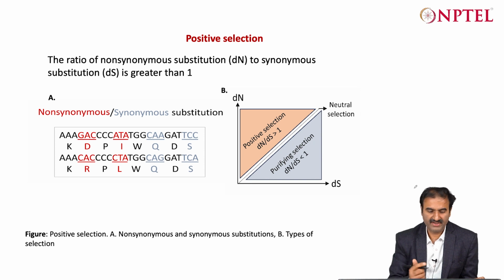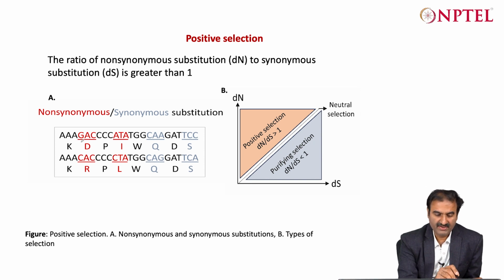Okay, so you can see here that at the DNA level, basically this was one change, G to C. Okay, that changed the amino acid from D to R. This happened at the 1st position in this codon. Then the 2nd codon CCC was same, gave rise to P. And in this codon you can see that ATA and CTA, that means again at the 1st position A changed to C, right, and it changed the amino acid from I to L.